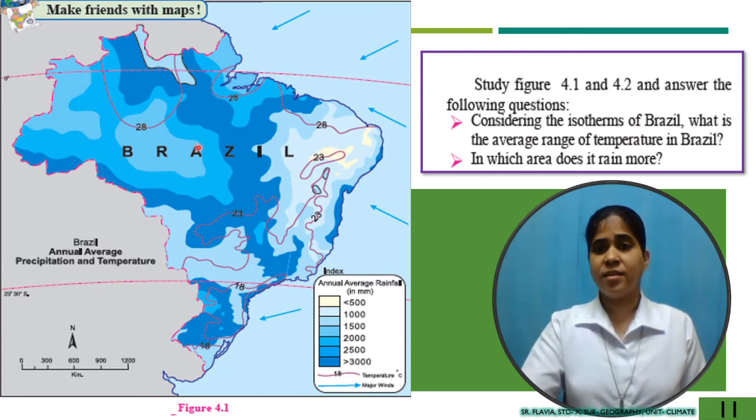The second question: in which area does it rain more? Look at this annual average rainfall scale. As the shades of blue get darker, that area receives more rainfall. So this area is the Amazon River Basin. So the answer is in Amazon River basin, it receives more rainfall.